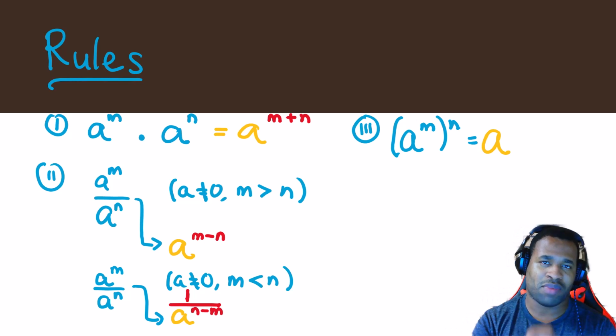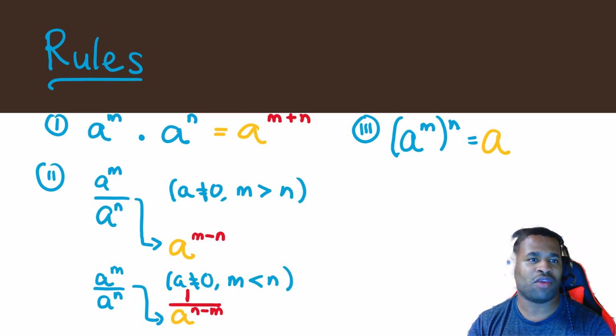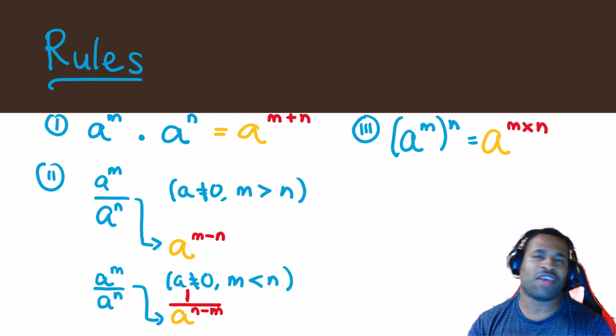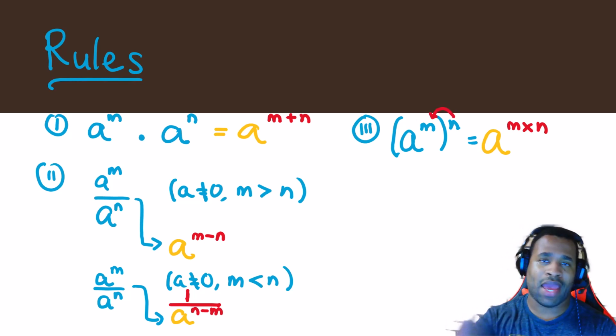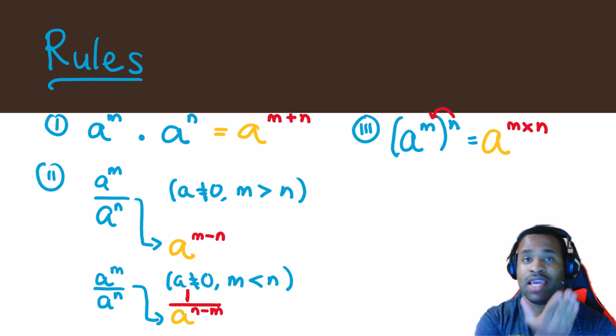We multiply the exponents. So that means we're going to have our m multiplied by n. See this as a distributive property, where we multiply the n by everything that is an exponent in the brackets. So that is what this means.